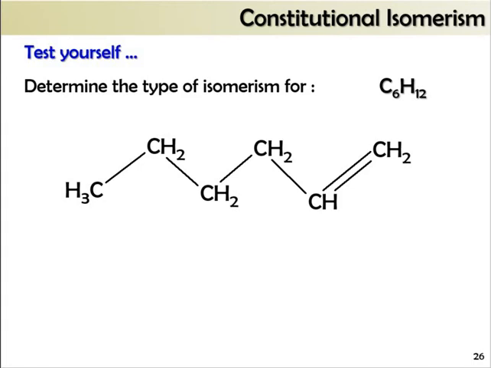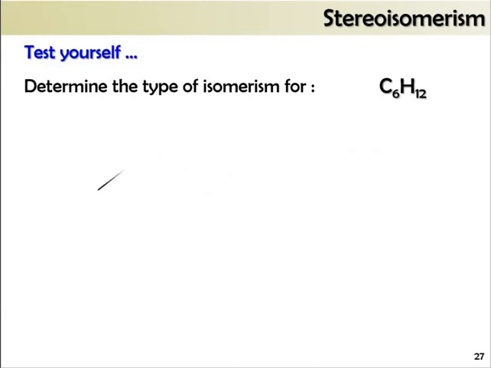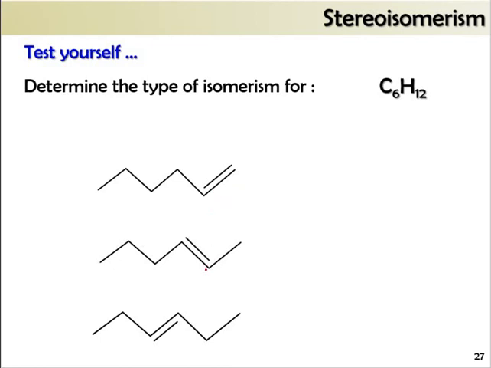Okay, C6H12 like that. So, we have functional group carbon-carbon double bond. Okay, we change the position of double bond from carbon number 1 to 2 to carbon number 2, between carbon number 2 and 3. Okay, and then here between carbon number 3 and 4. So, this is a positional isomer.